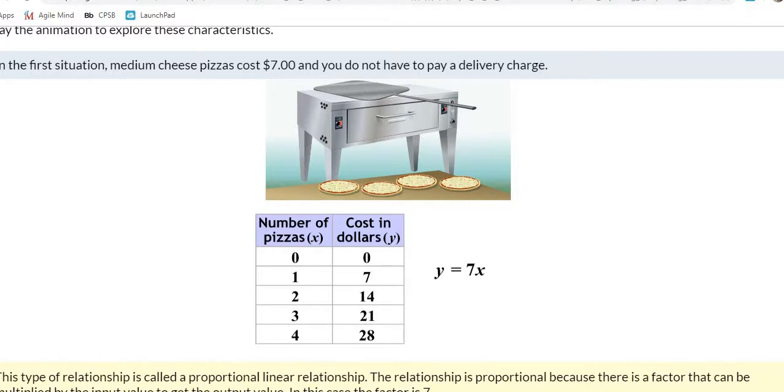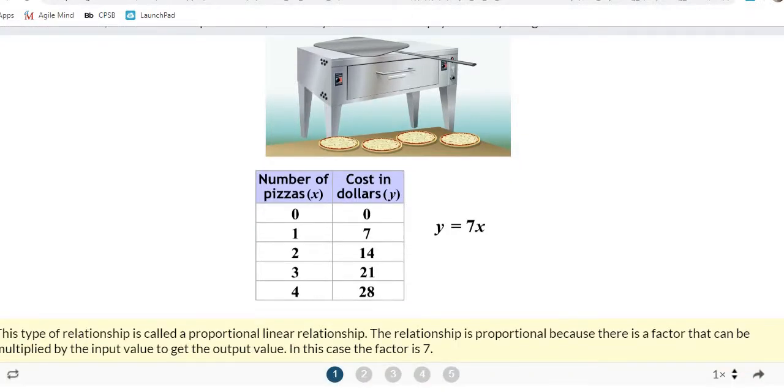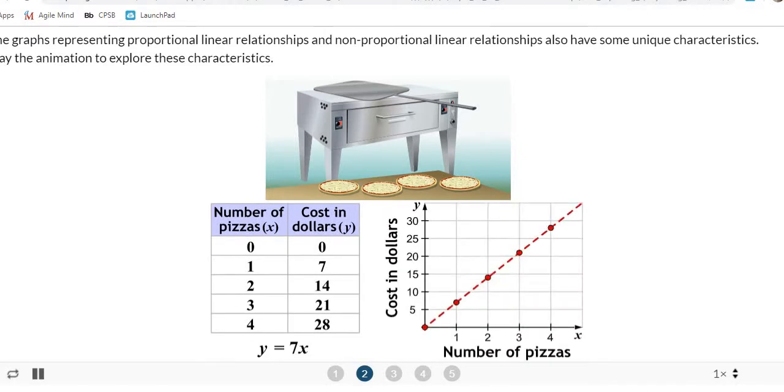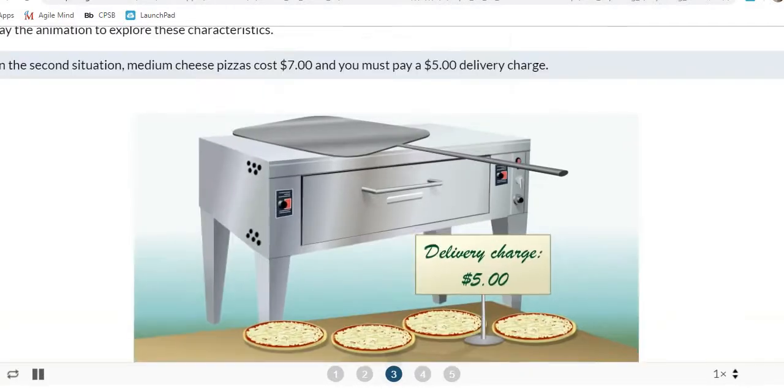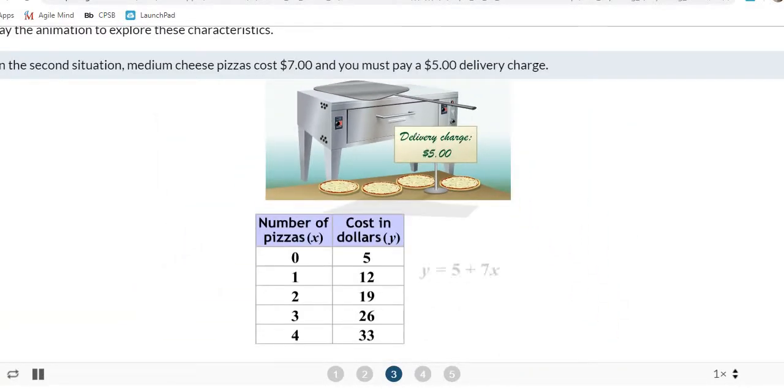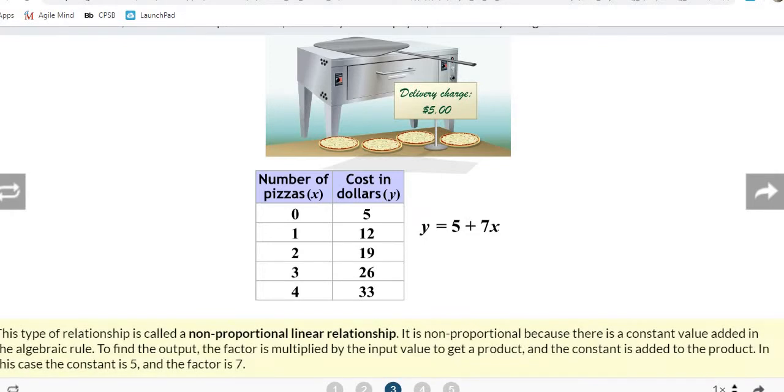All right. When I look at its graph, how do I know it's proportional? Because it's a straight line and it goes through the origin. So I know it is proportional. Now let's go. What is this an example of?